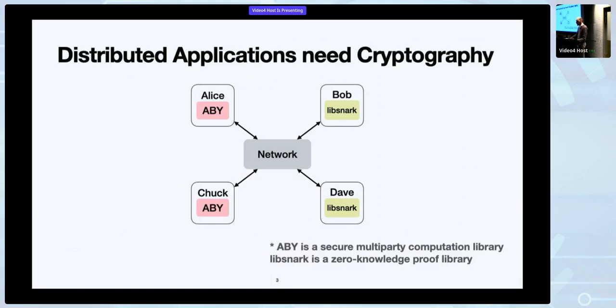You have a bunch of mutually distrusting parties that are calling into some cryptographic libraries, like a secure multiparty computation library or zero-knowledge proofs. And then the programmer is manually deciding, okay, this piece of code needs to go into secure multiparty computation, and they need to make sure they use the libraries correctly. This is obviously incredibly error-prone.